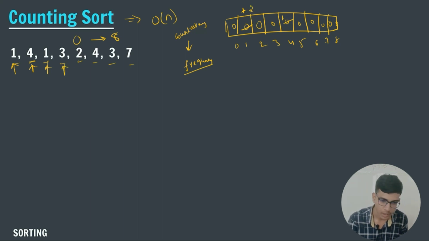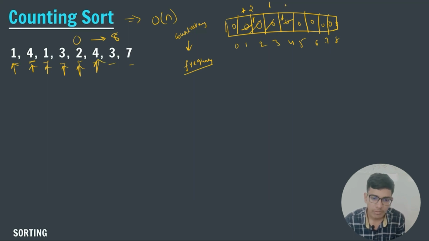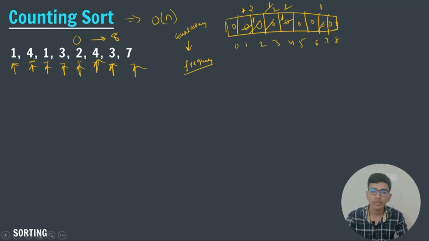After that 3. So at the place of 3 I will write 1. After that 2. At the place of 2 I will go and strike out and write 1. After that 4. What is the occurrence of 4? 1, so it will change into 2. After that 3. How many times has 3 occurred? 1 time, so 2. After that finally 7. In the place of 7 I will write 1. At the place of 0 I will write 1. So the count variable will keep a frequency of how many times a particular element is occurring in my given array.